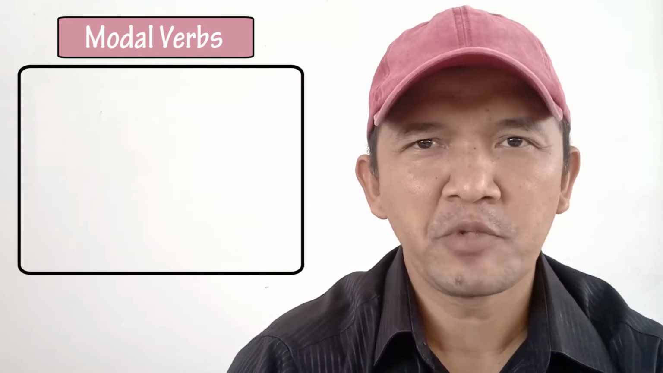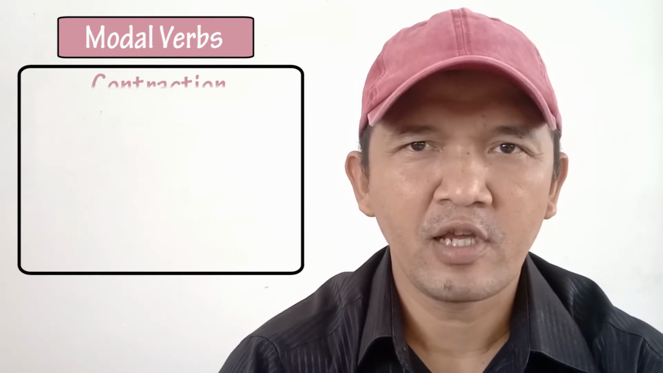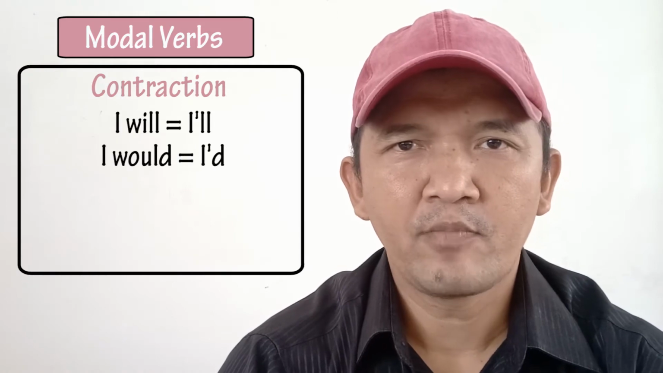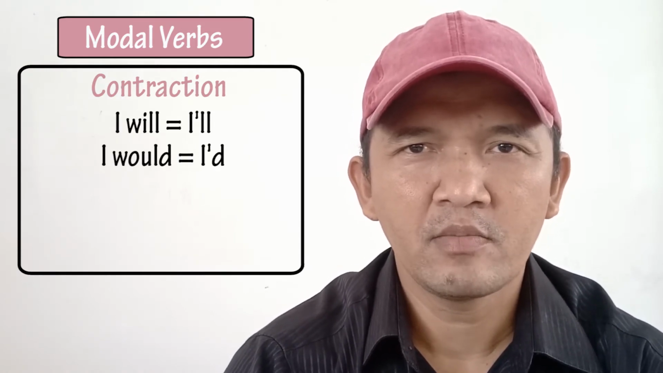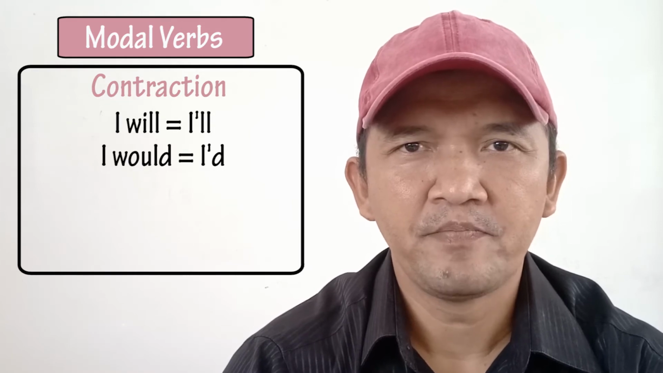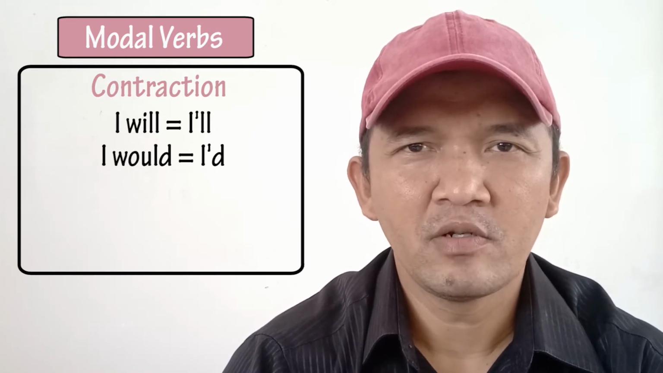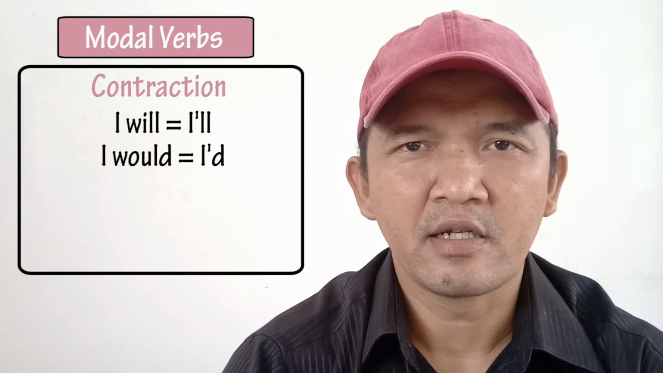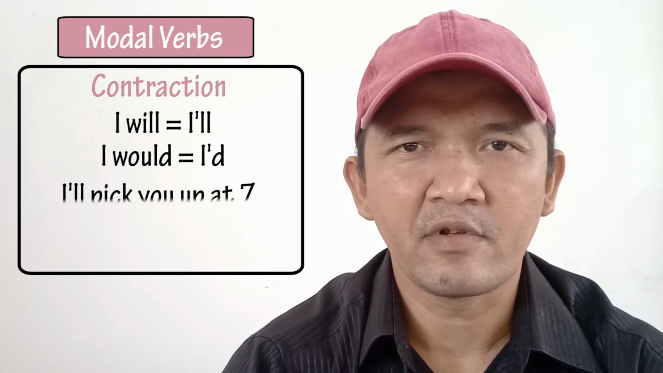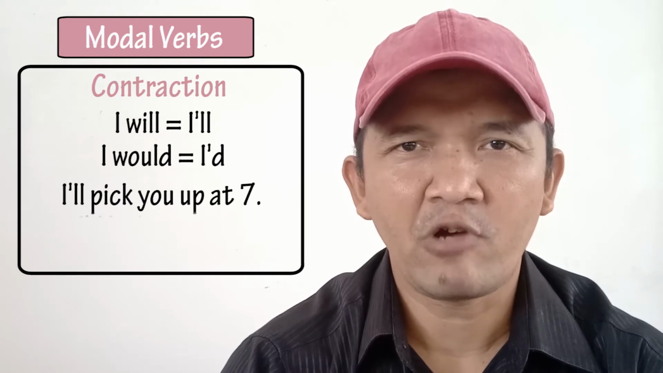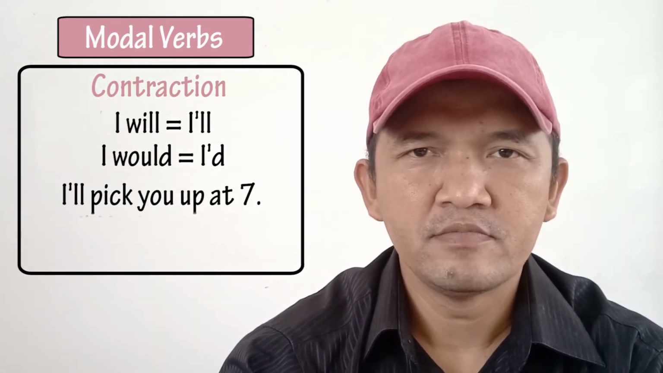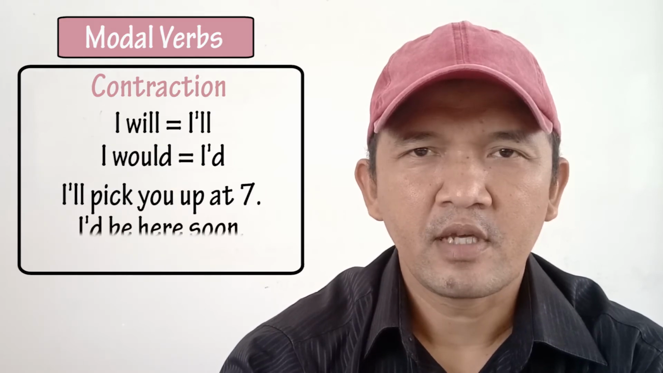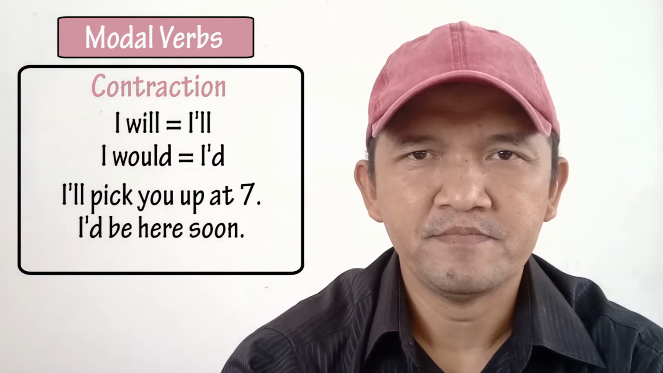Nah, untuk modal verbs yang bisa disingkat ini, contoh yang lainnya adalah kalau dalam positif, will dan would. Misalnya, I will becomes I'll. I would becomes I'd. For example, I will pick you up at 7. Jadinya, I'll pick you up at 7. Dan, I would be here soon. Jadi, I'd be here soon.